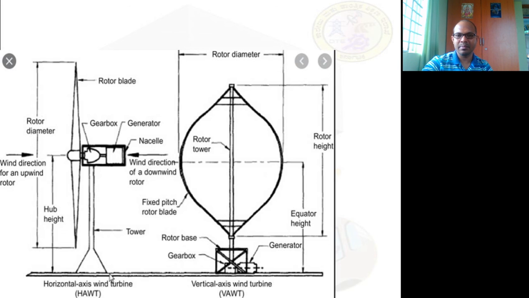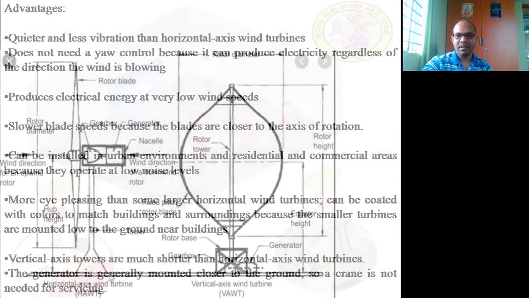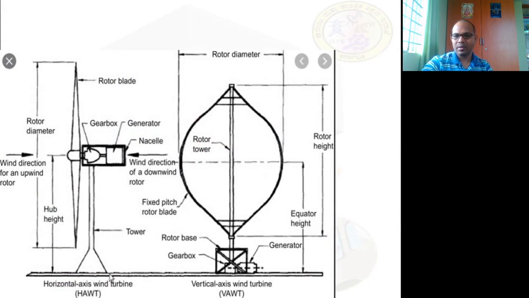That gives us a better picture of the construction differences as well as the working principles between the two types of wind turbines. Next class we shall discuss the advantages and disadvantages of the vertical axis wind turbine against this horizontal axis wind turbine.